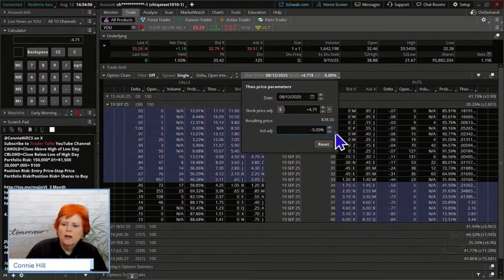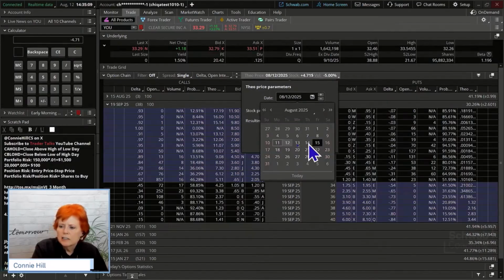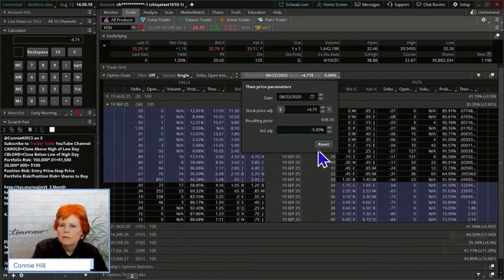And then we want to say, okay, we are doing a what if. What if the stock were to go to 38? And what if it were to do it by a certain date? Then it'll account for time decay in here. So the market's actually closed today. We won't get into the trade until tomorrow. So let's go ahead and give it a week. Actually, let's go to the 22nd. We'll give it a week and a couple days here. So that would be next Friday. So it'll account for time decay.